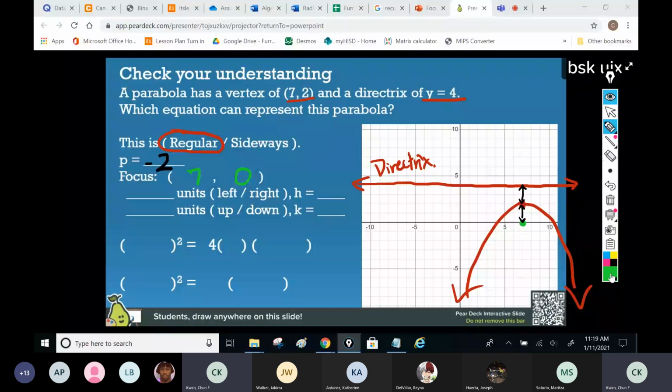All right, now let's figure out how many units this shifted left or right, up or down. From the origin, it shifted 7 units to the right.